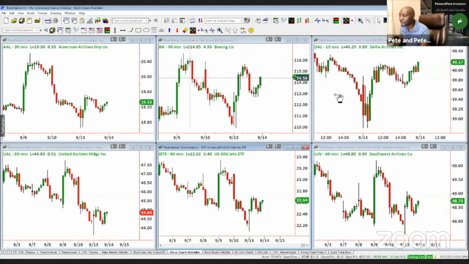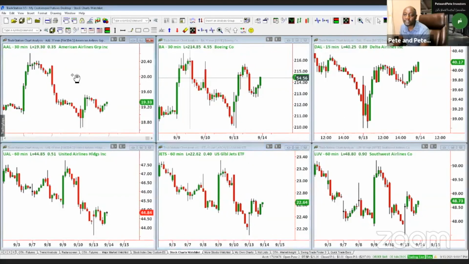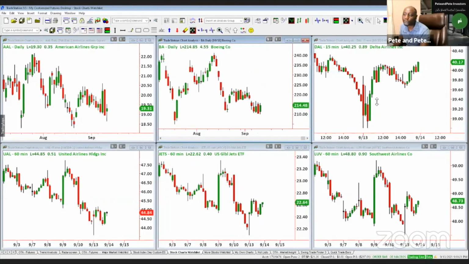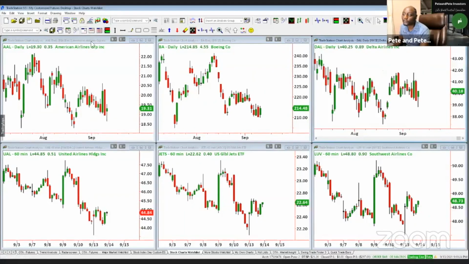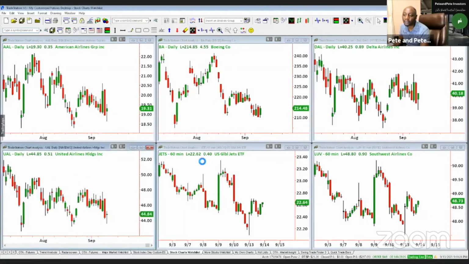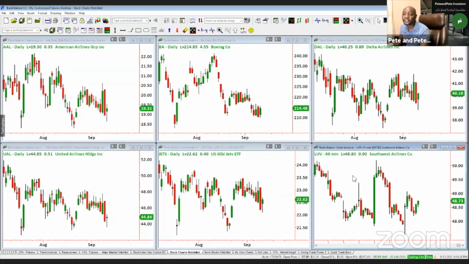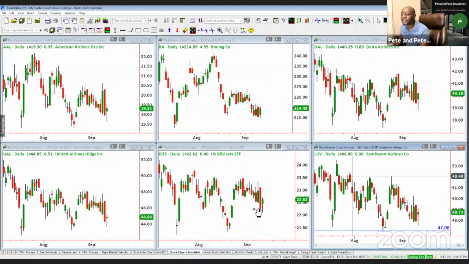All of these are what, 60 minutes, 15 minutes, 30 minutes. So you may have to adjust all of them and choose, let's say we just do daily chart for all of them. That way gives us a bigger time frame. Daily chart on that one. There you go. Okay. So it gives you a snapshot of daily timeframes on those airlines, but then you have the ETF for all of them, which is this.